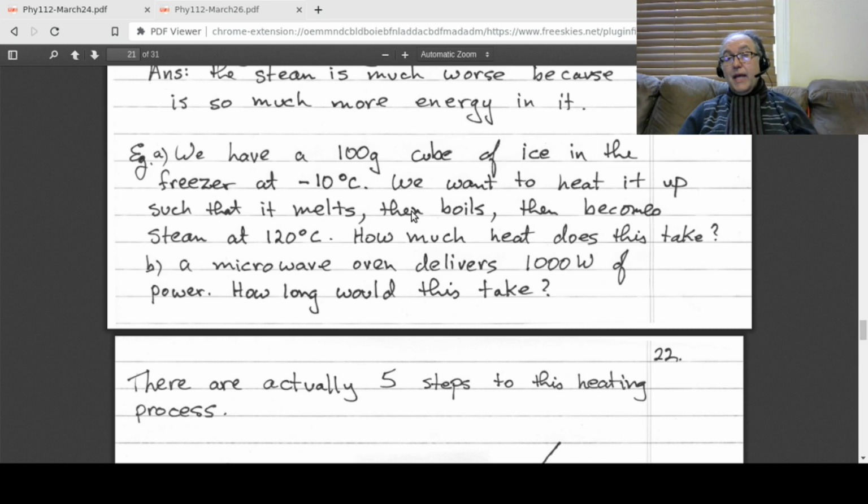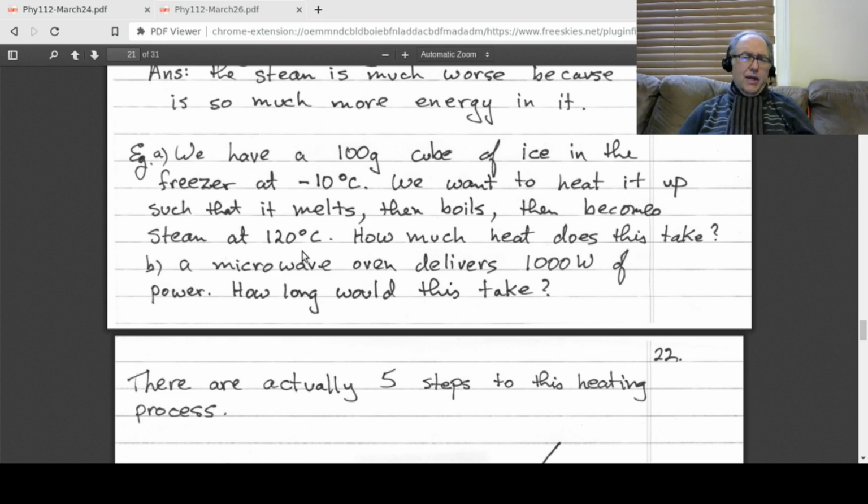And what we want to do is heat it up, and not only do we want to heat it up to the point where it melts and becomes water, but we also want to get it to the point where that water will then boil, and then the final state is going to be steam, and we're going to keep heating up the steam even after it boils until the steam gets to 120 degrees Celsius. So basically, we're starting with ice at minus 10 degrees Celsius, and we're going to add heat until it becomes steam at 120 degrees Celsius. And so the question is, how much heat does that take for a 100 gram cube of ice?